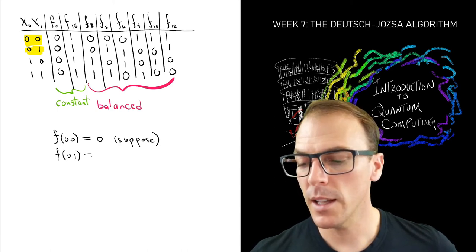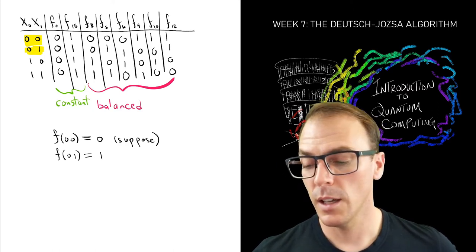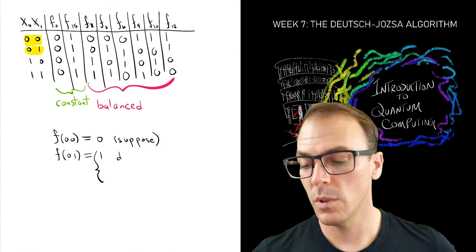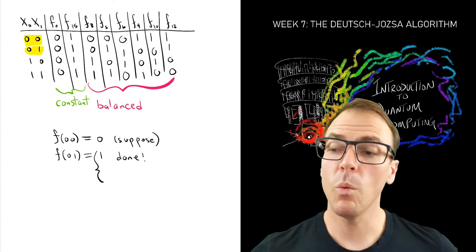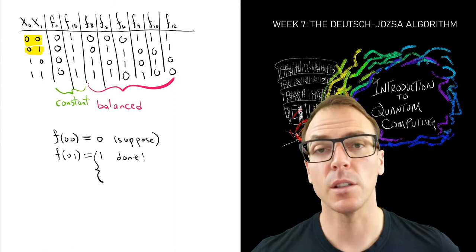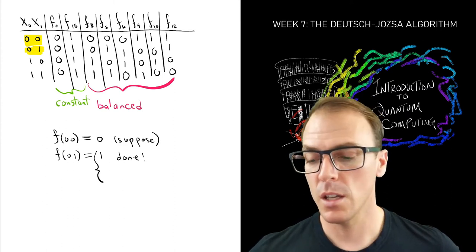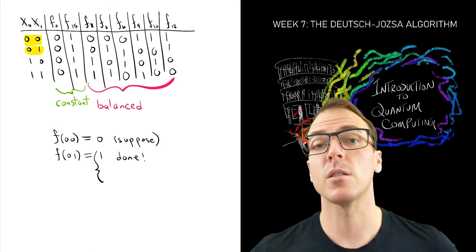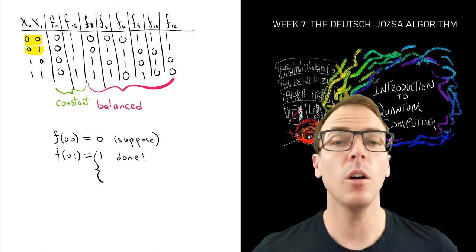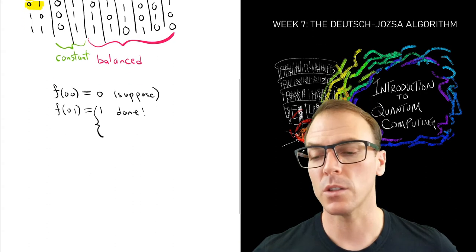And let's say that f at 0, 1 was 1. Then we'd be done, because the one possibility is that it's the all zero function, and the other is that it's one of the other balanced functions. So if we find that f at 0, 0 is 0 and f at 0, 1 is 1, we know that it's not a constant function, so it must be a balanced function. We're done.